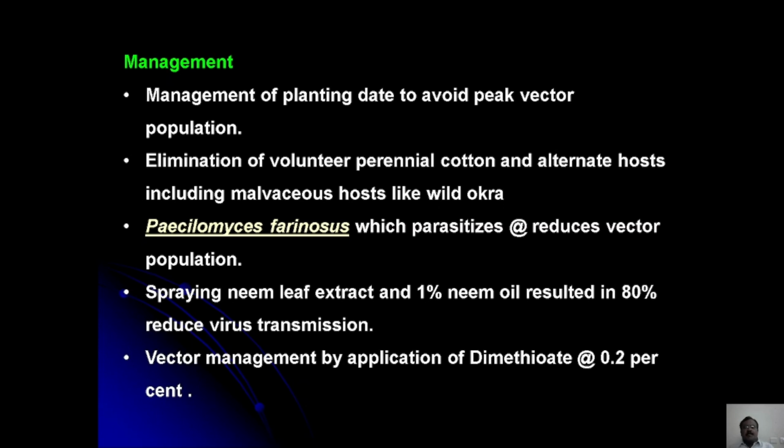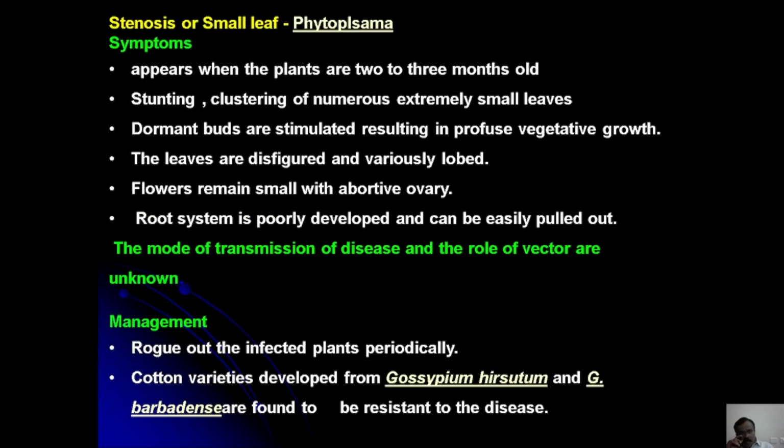Then vector management using chemicals that are effective against sucking pests, for example dimethoate, which can be applied at the rate of 0.2% to reduce the inoculum level.